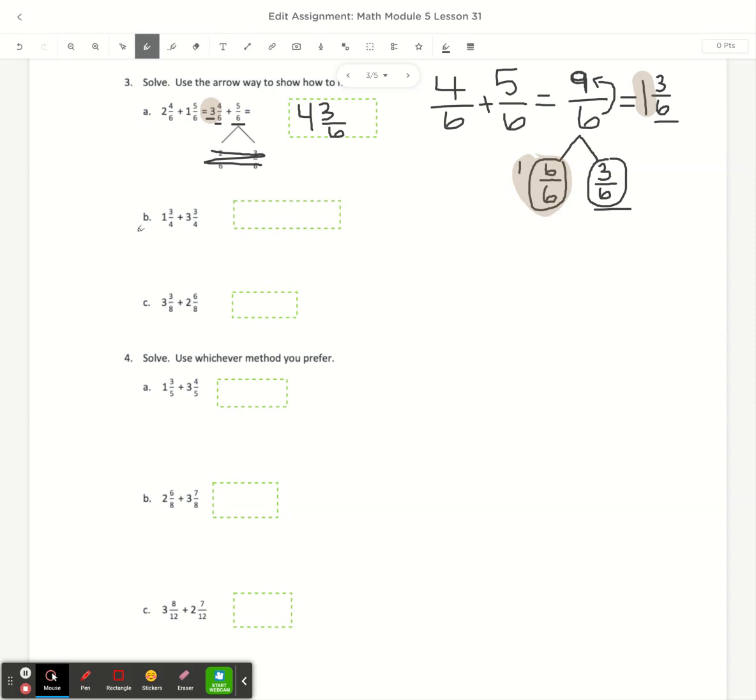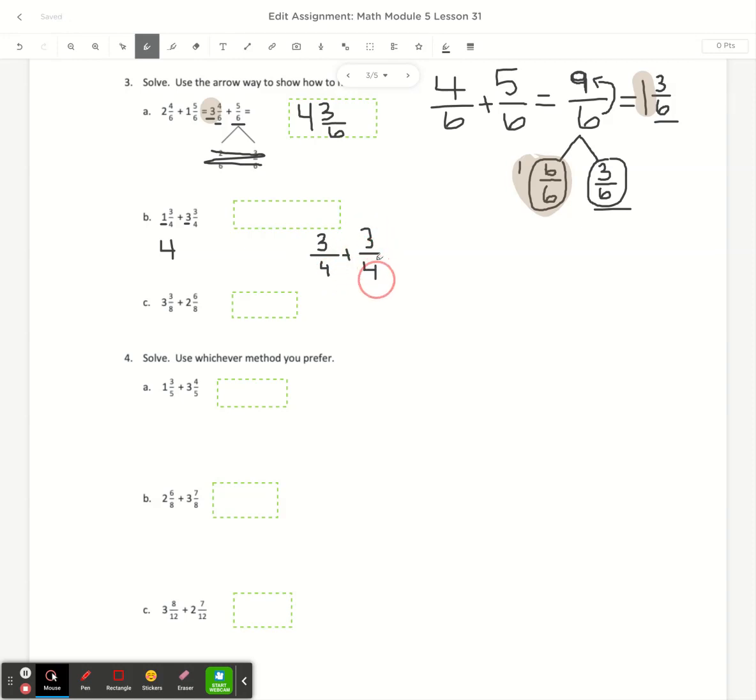Let's keep on going. Moving on to part B, we have 1 3/4 plus 3 3/4. So I'm going to start off by adding these whole numbers together. 1 plus 3, well, I know that 1 plus 3 is equal to 4. And I'm just going to leave that whole number hanging out there for a second, and I'm going to focus on adding those two fractions together. So I have 3/4 plus 3/4.